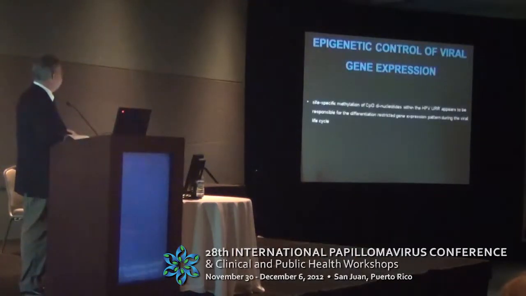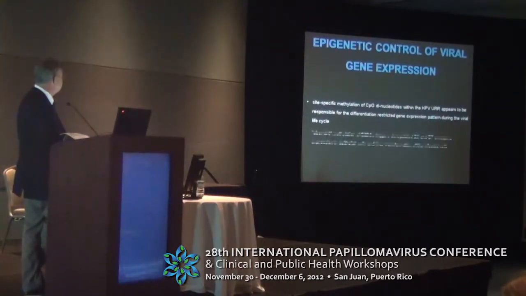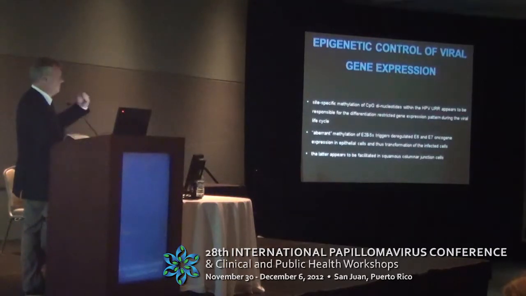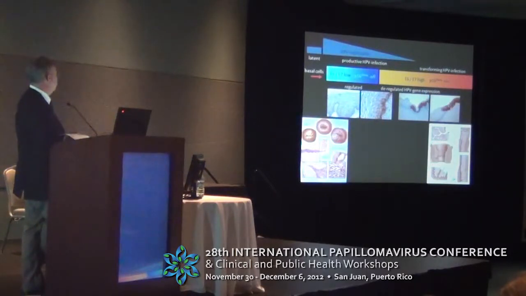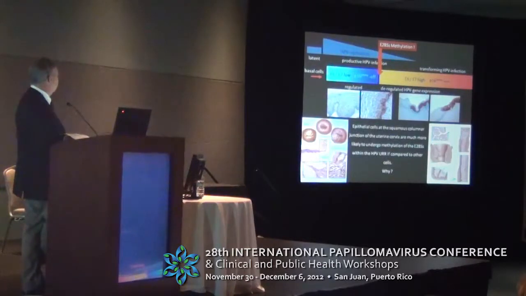So we can summarize this model that site-specific methylation of CpG nucleotides, obviously within the upstream regulatory region, appears to be responsible for the differentiation-restricted gene expression profile, as I've just shown you in the normal life cycle, going from the basal intermediate to the superficial cells, and then to the aberrant methylation in the E2 binding sites 1, 3, and 4 that allows the superactivation of the E6/E7 oncogenes that then finally transform the cells into chromosomal instability and all the consequences that has in pre-neoplastic progression.